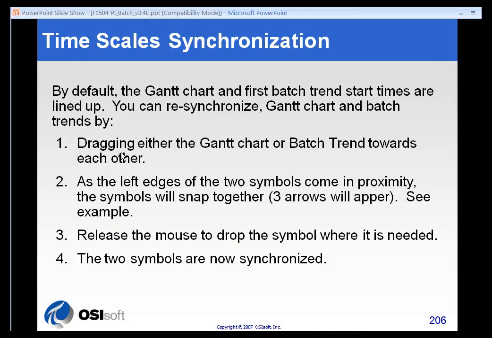So, as it says, you drag either the Gantt chart or the batch trend toward the other. As the left edges align, they will snap together with 3 arrows. You release the mouse, and now you're synchronized again.